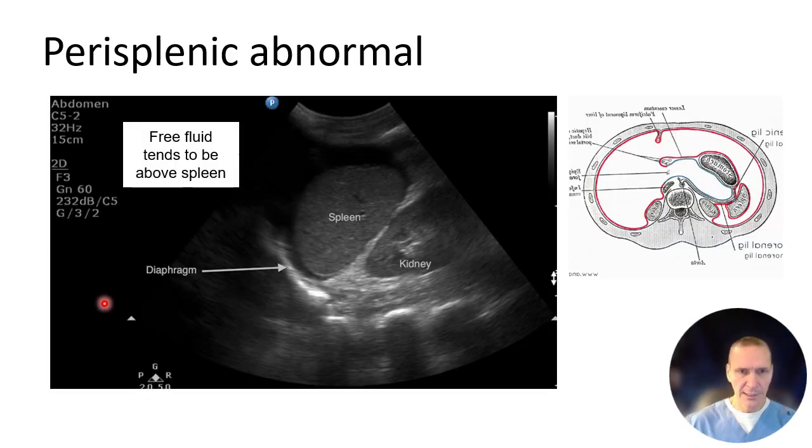Here's an image that highlights how free fluid tends to be above the spleen. So patient's head is here, patient's feet's here. Here's the spleen. Notice all this anechoic area here. This is indicative of a splenic hemorrhage. Again, look how the spleen's here, and the free fluid tends to collect closer to the probe, so the top of the screen.